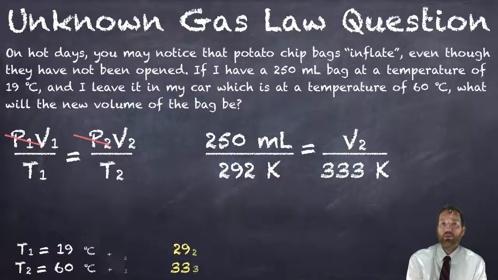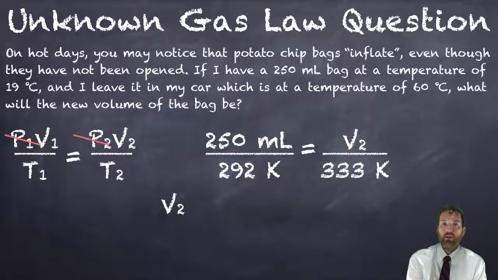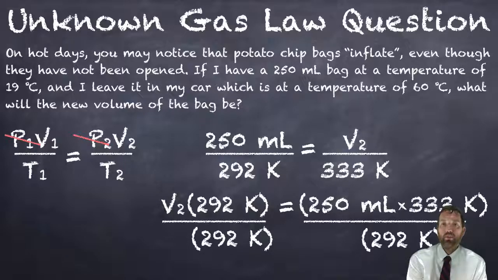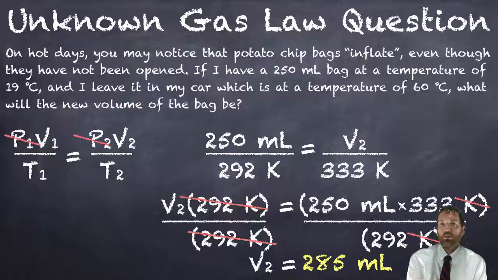We just need to cross multiply. V2 times 292 equals 250 times 333. Divide both sides by 292, and we'll isolate the variable V2. If you do this correctly, you will get 285 milliliters. So we've turned the combined gas law into Charles' law by just ignoring the fact that pressure was not a variable involved in this question here. So that's how you turn the combined gas law into Charles' law.